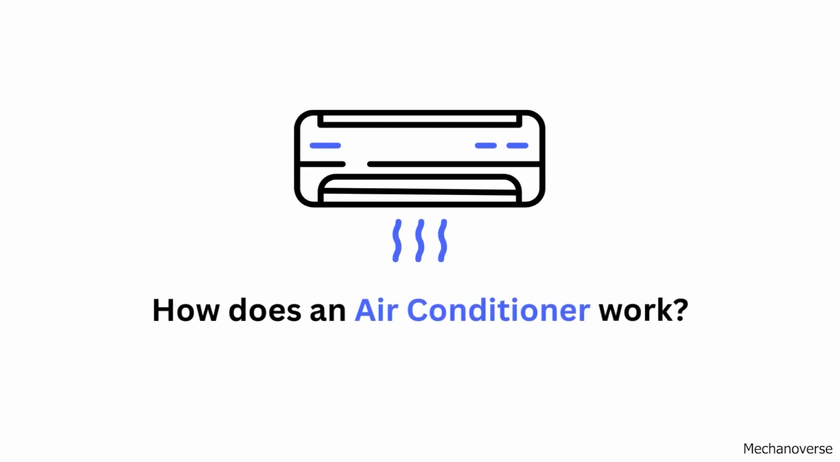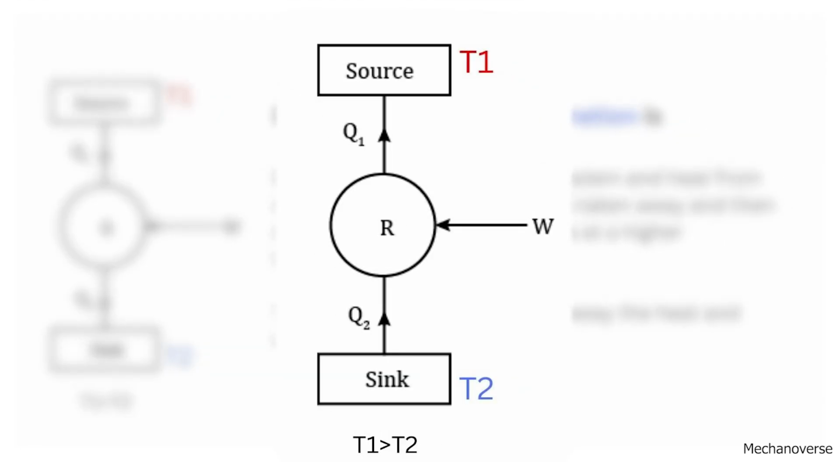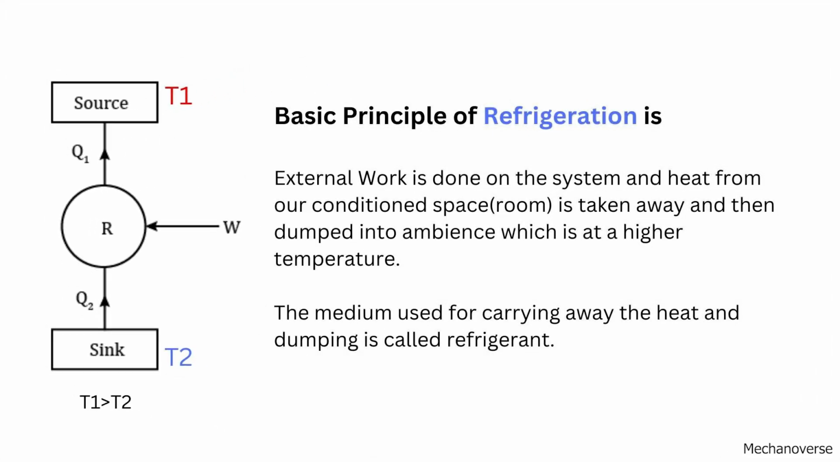How does an air conditioner work? Let us first understand the basic principle of refrigeration. External work is done on the system and heat from our conditioned space, that is our room, is taken away and then dumped into ambience, which is at a higher temperature.